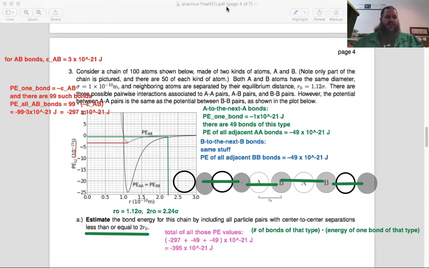But more generally, if you can figure out how many bonds there are associated with a typical atom, you can take the number of atoms of that type times the number of bonds per atom. But if that double counts, you would have to divide by 2. In this case, though, we're not double counting. We know there's 99 bonds of the AB type, and we know there's 49 bonds of the AA type or the BB type. Any other questions on that one?